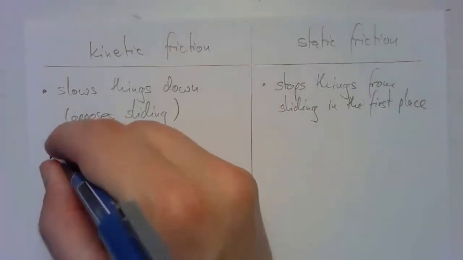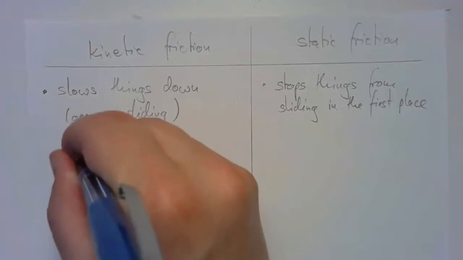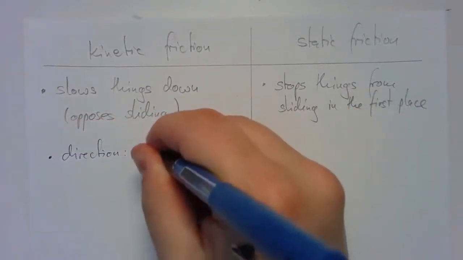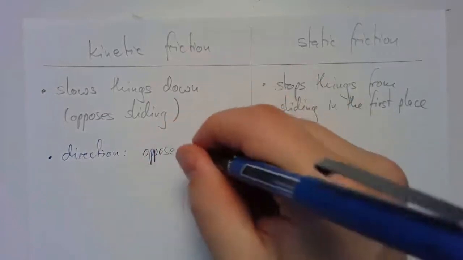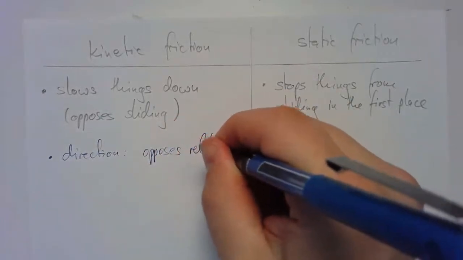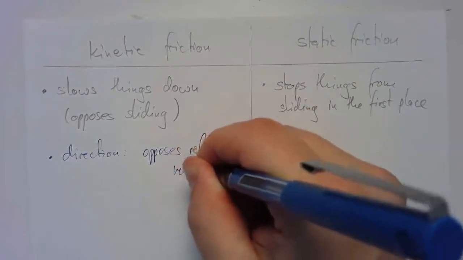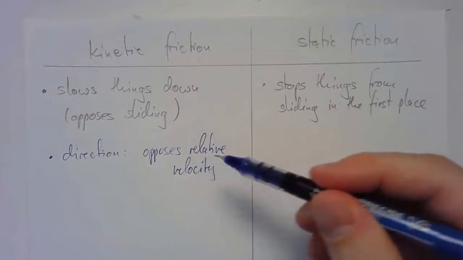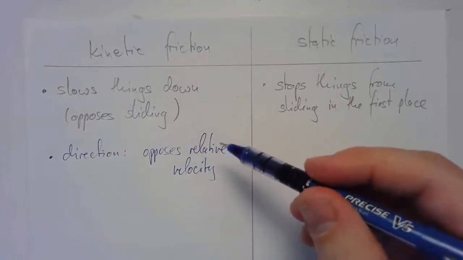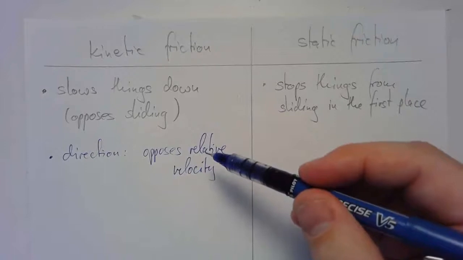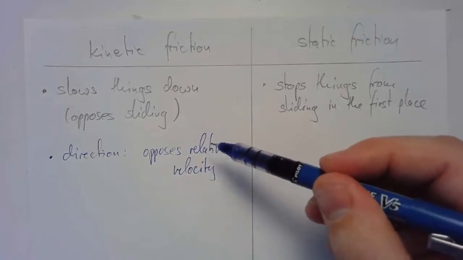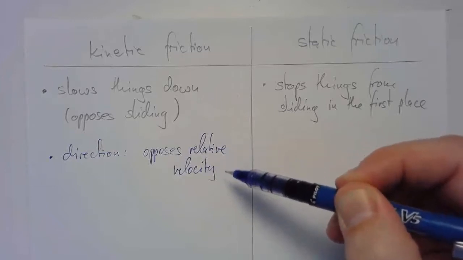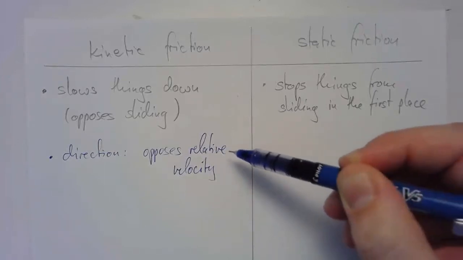So it opposes, in terms of direction, let's write this down. It opposes the relative velocity. What do I mean by relative? Well, I included the word to mean relative to the other object that the thing is touching, right? So if you imagine the cardboard box moving across the floor, its velocity is to the left relative to the floor, right? The floor is our frame of reference.